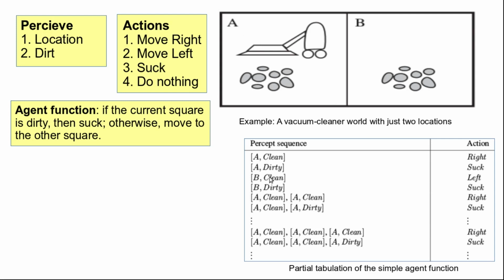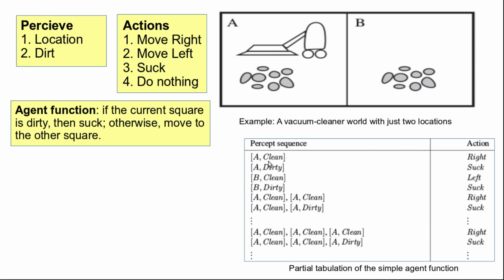Again, the fourth row says that the percept is B dirty, and since the room is dirty, we have to perform the suck action. So these are the first four possibilities. Now remember, the percept sequence is the history of all percepts.